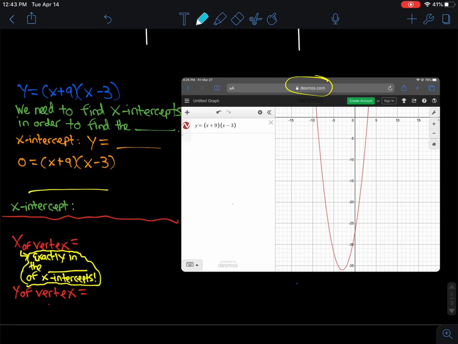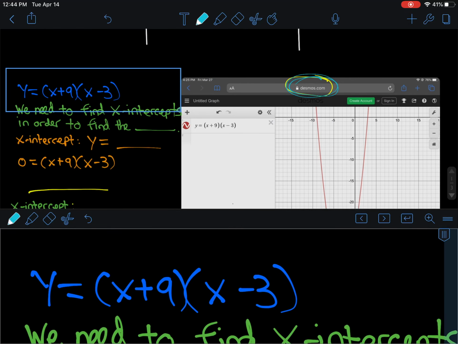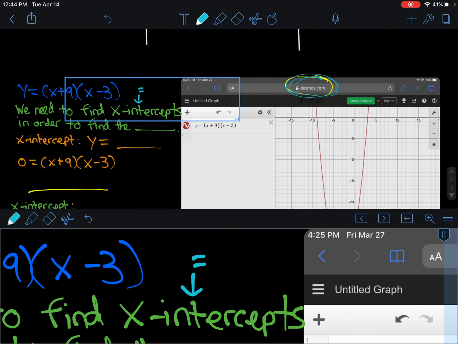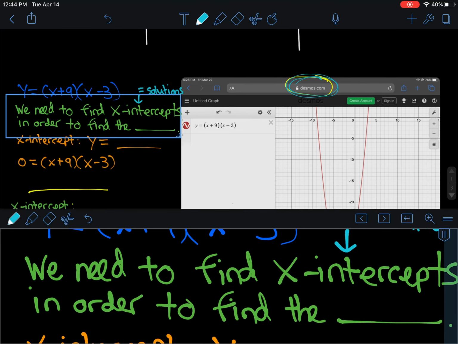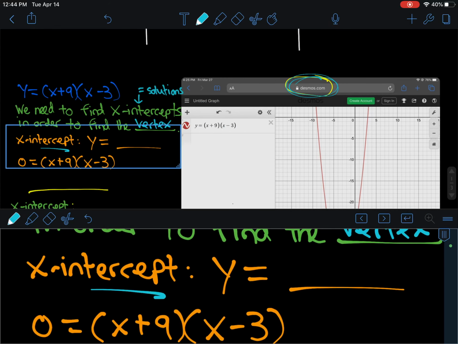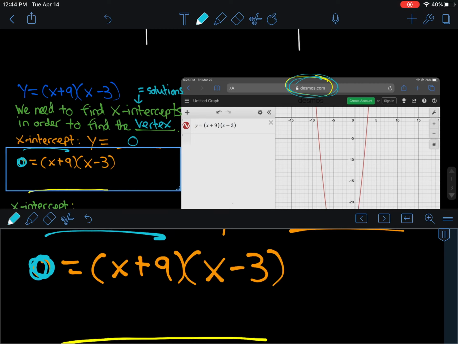Remember, you're going to be using desmos.com to graph and to do your calculations. That's what I recommend. Now, whenever you find the vertex of something that's in factored form, you need to be able to find the x-intercepts. Remember, x-intercepts are the same thing as your solutions, which is what you did on Friday, hopefully. We have to find the x-intercepts in order to find the vertex. And the key thing to know is, whenever you're finding the x-intercept, remember y is 0. So that's why 0 is on the left side.